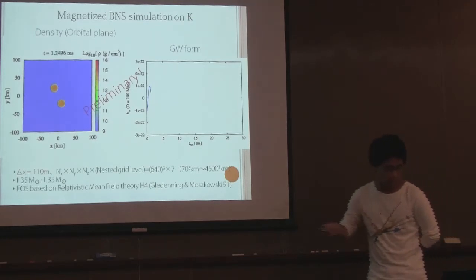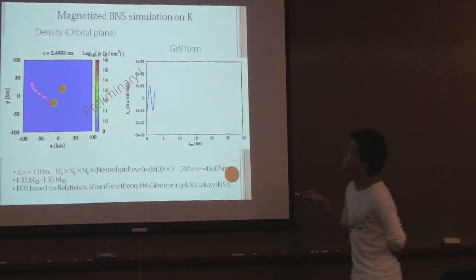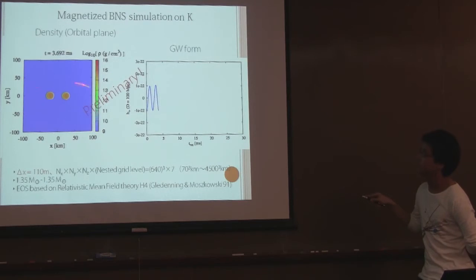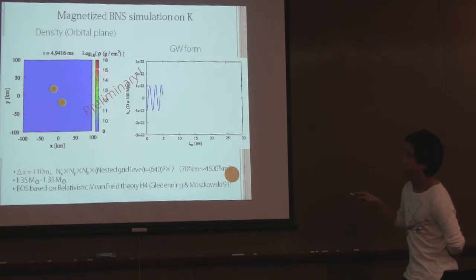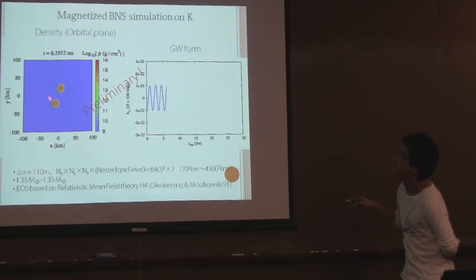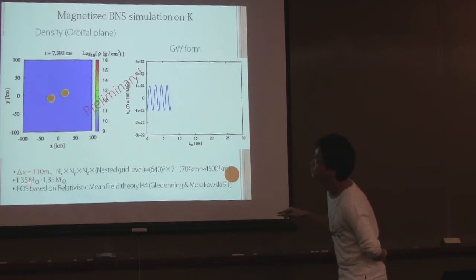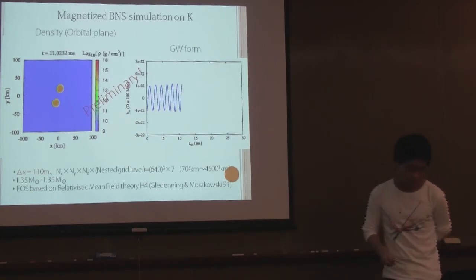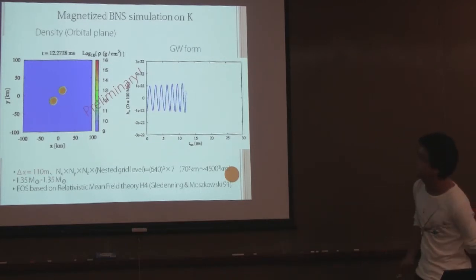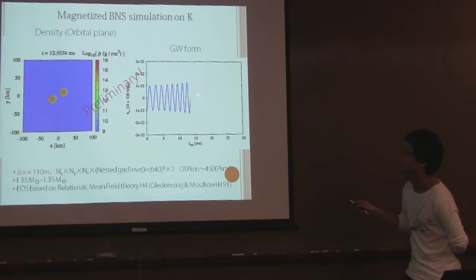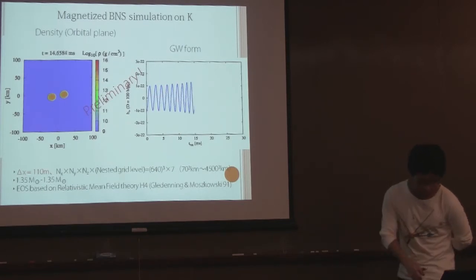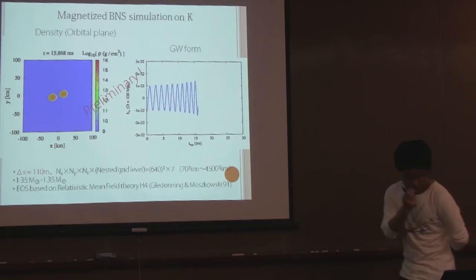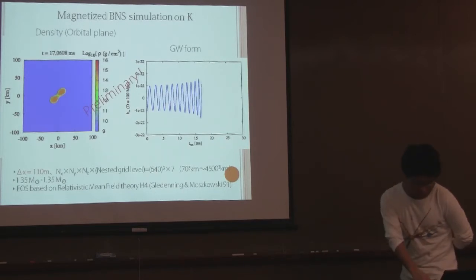So this is a very preliminary result, and this simulation is now running on the computers. Apart from the magnetic field, this simulation is the highest resolution simulation done so far. So the gravitational waves are more accurate than the gravitational waves obtained so far. But this is very preliminary, so I hope to introduce these results somewhere in the near future.